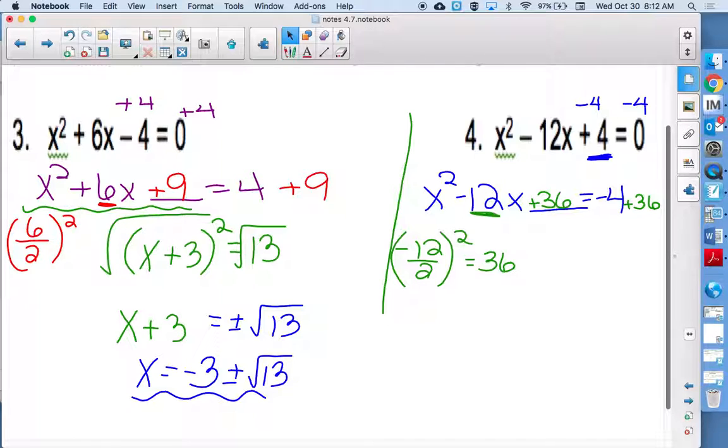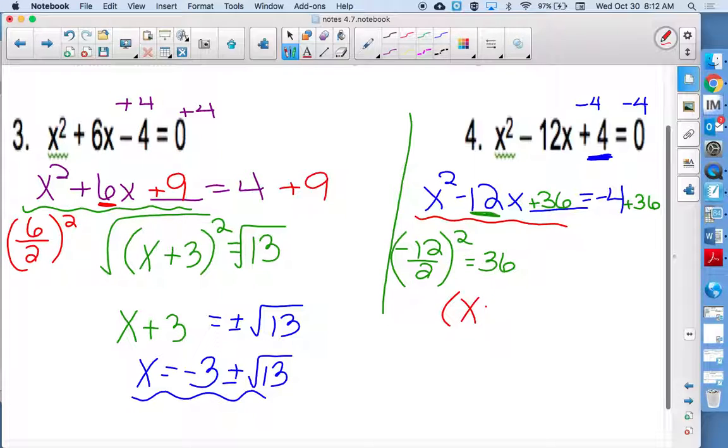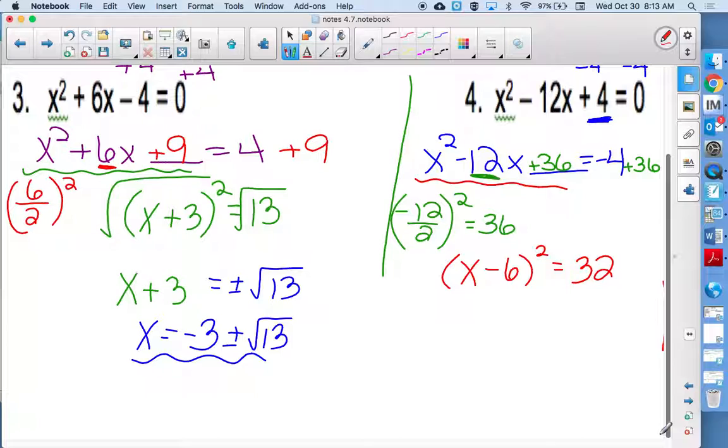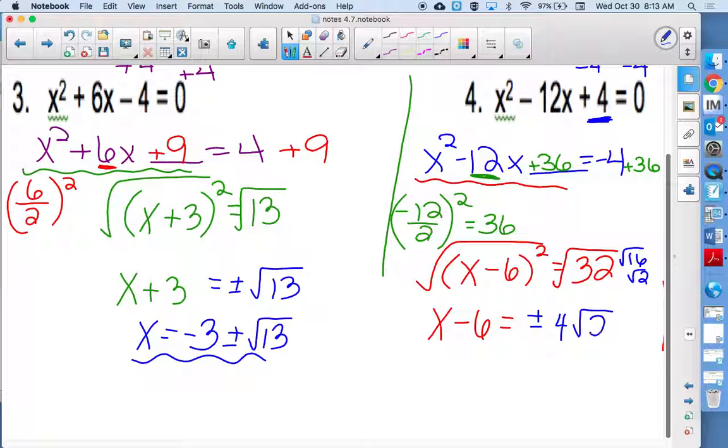So the left side, Ava, factors as? x minus 6 squared. There we go. And negative 4 plus 36 is 32. And now I can just follow the process we've been using. We have a perfect square, so we can take the square root. How does 32 break down, Ava? 16 and 2. Excellent. 16 and 2. So don't forget the plus or minus. Taking the 6 plus or minus 4 square root of 2.